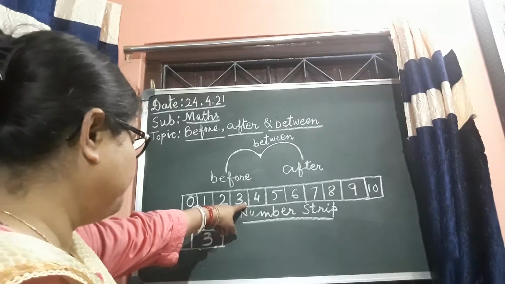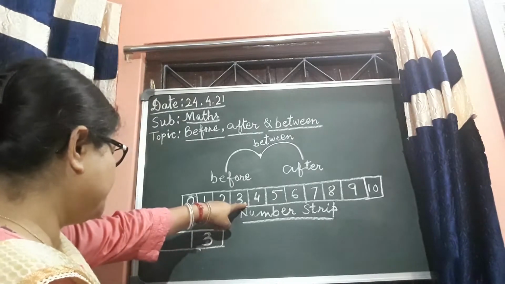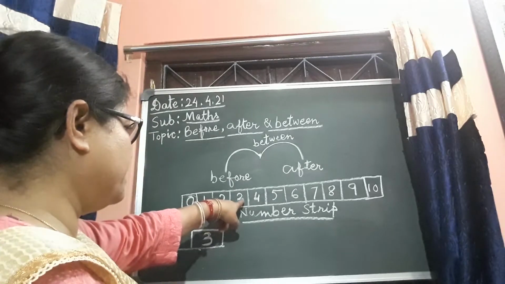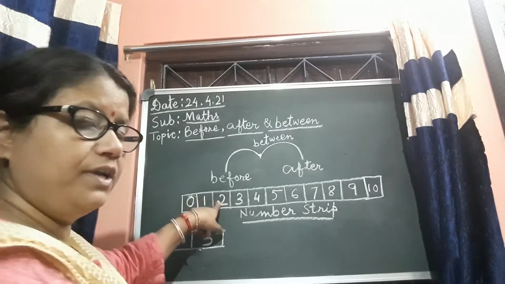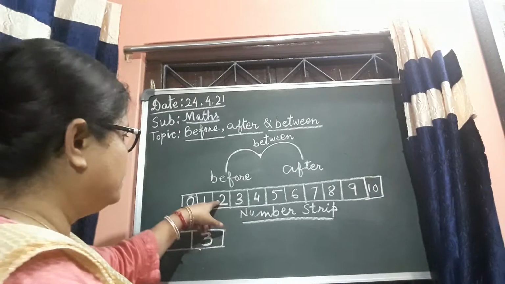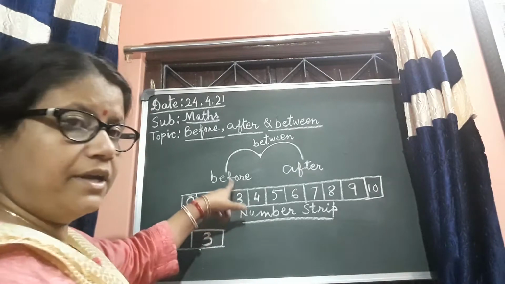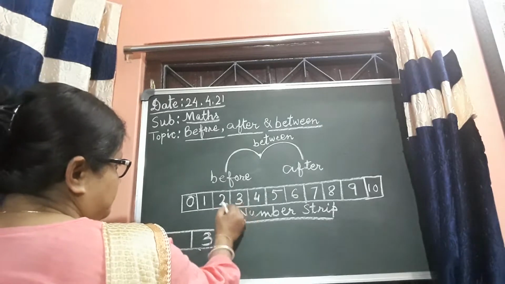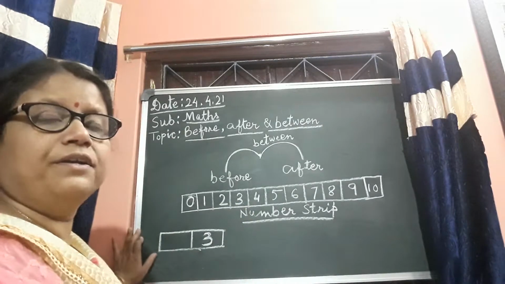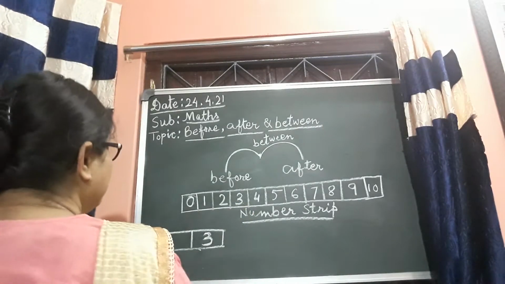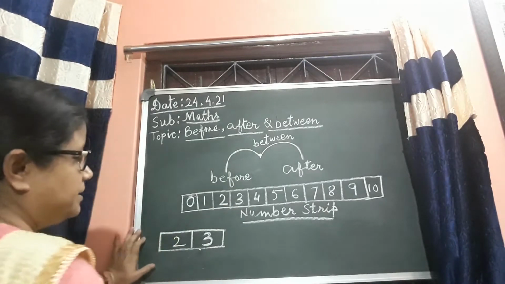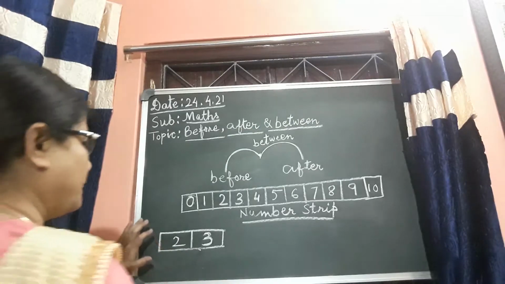Now see which number comes left side. Which number comes left side? Always left side, what is it? Before number. Okay, always check left side when you want to find out before number. Okay, so here is 2. Now you will write here number 2.